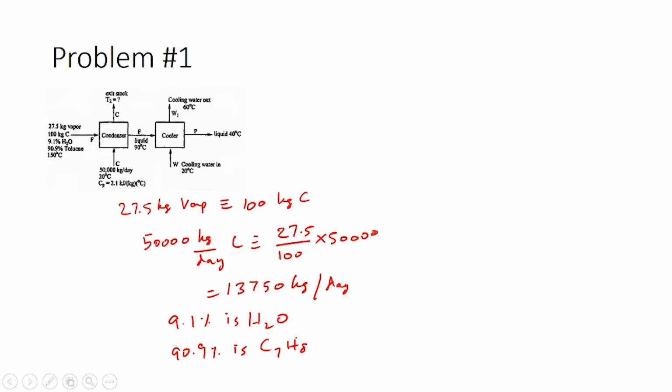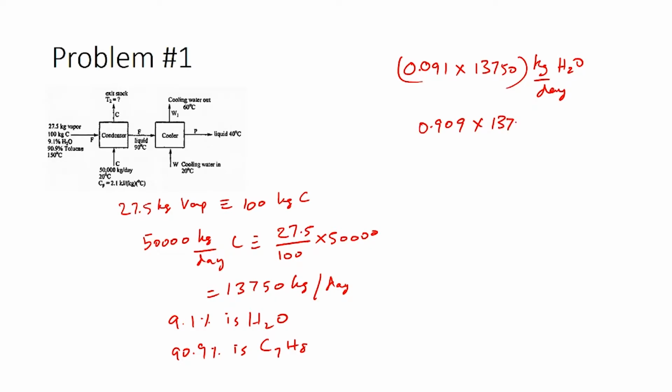So, now we need to calculate the mass of water and toluene which is coming in, so that we will know the mass of water and toluene which is leaving through the F stream here. So, mass of water would be 0.091 times 13,750 kilograms per day. This is the mass of water entering the system, and mass of toluene entering the system would be 0.909 times 13,750 kilograms of toluene per day.